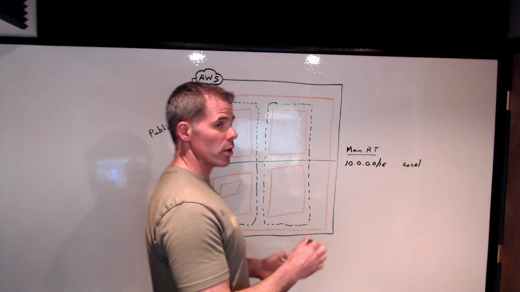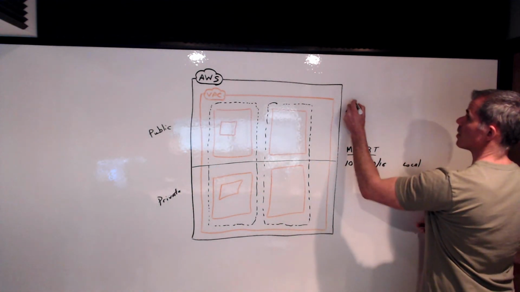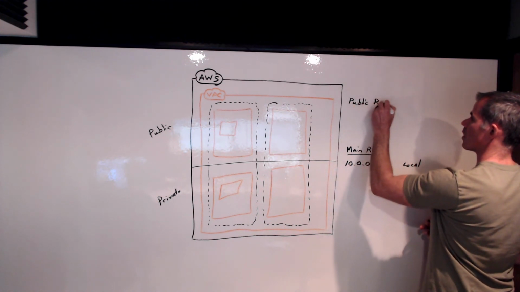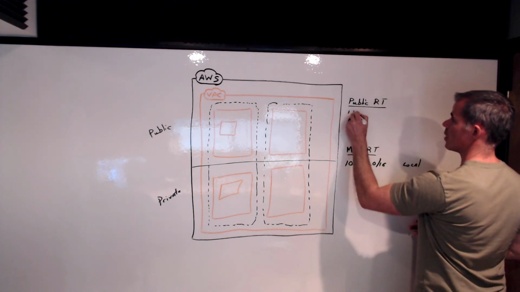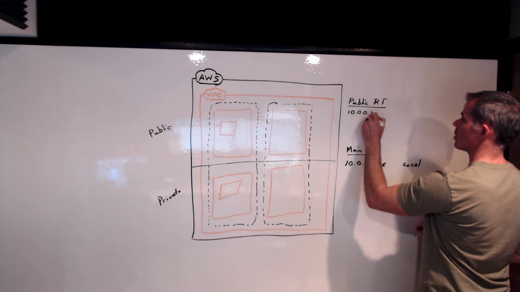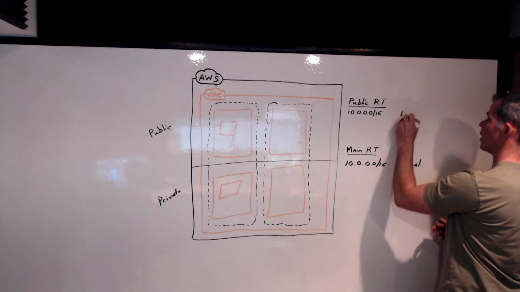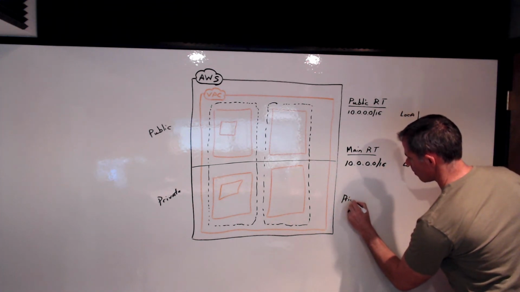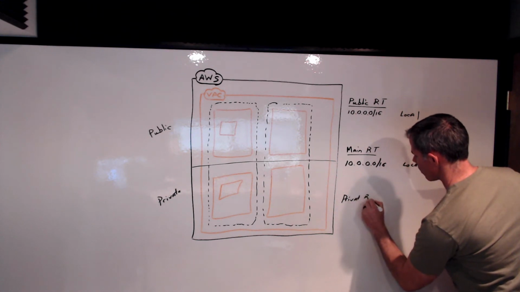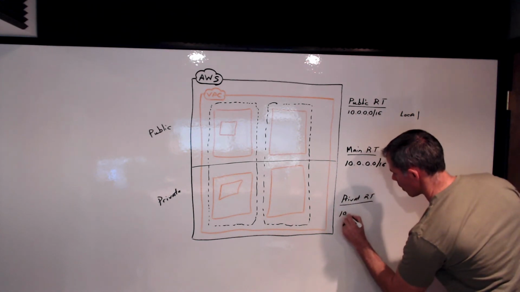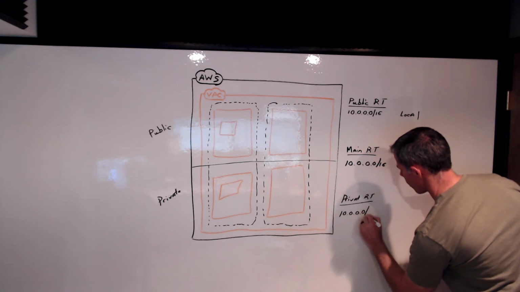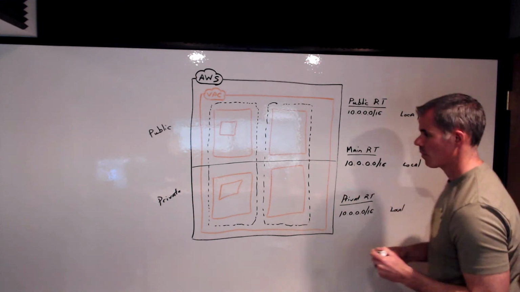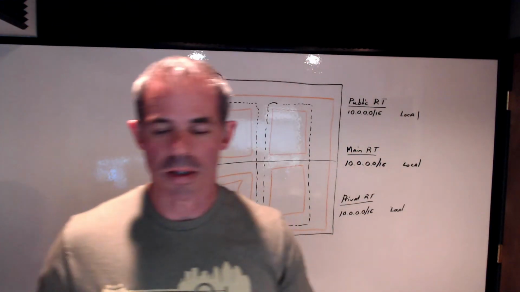All right, now let's update our drawing. We created a public route table, which does have the 10.0.0.0/16 local route in it by default. And then we have a private one. All right, let's see what's next. What are we going to do next?